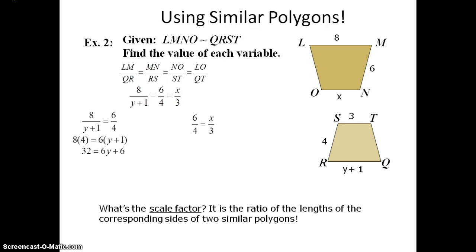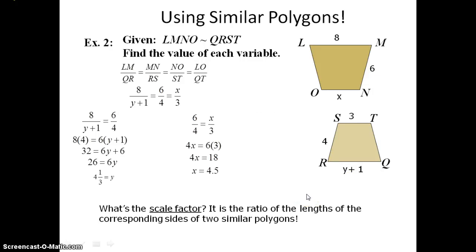You'll get 32 is equal to 6y plus 6. Then we solve for y. And you're going to get that y is equal to 4 1/3. You could also leave it as 26 over 6 and then reduce it to 13 over 3. The next one, we cross multiply, we get 4x is equal to 6 times 3, so 4x is equal to 18, and x is equal to 4.5.